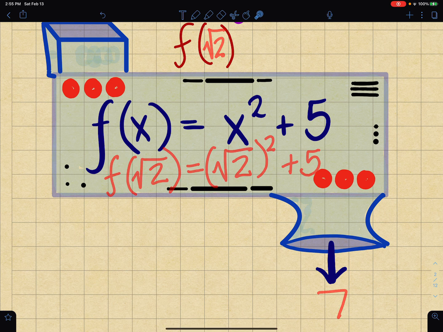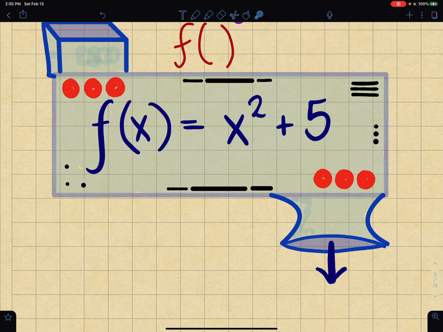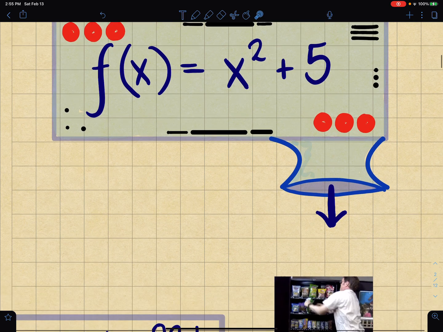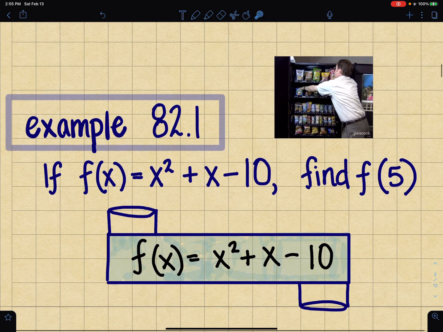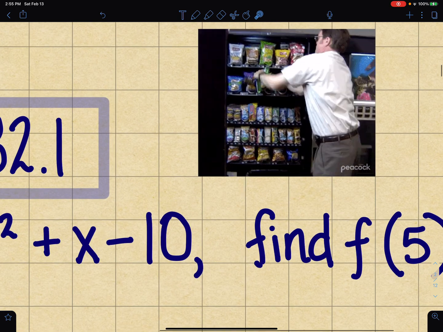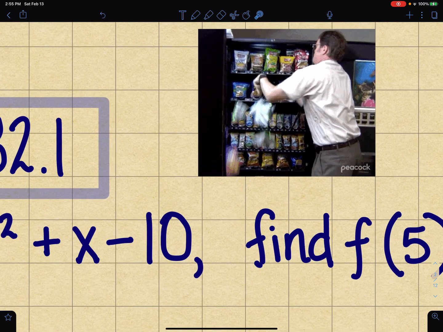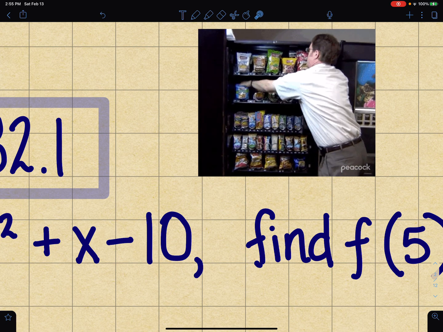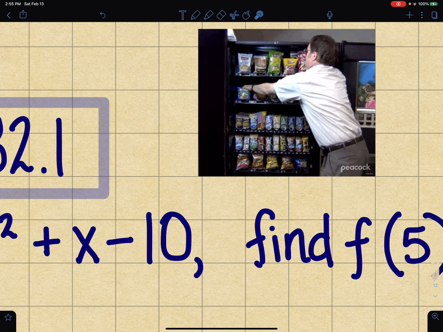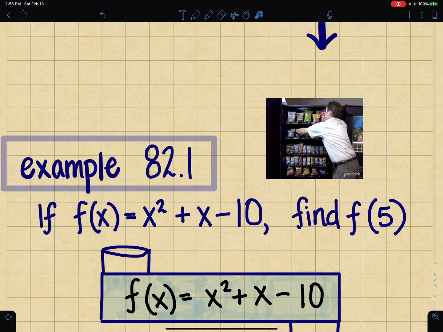So now we're going to jump into some examples. There are a lot of examples in this lesson. Okay, so let's do 82.1. There's also a lot of GIFs about vending machines. Here's Dwight trying to empty one for some reason. I don't know exactly what he's doing. Have you seen this episode? Let me know if you have, because I don't know what's going on there.